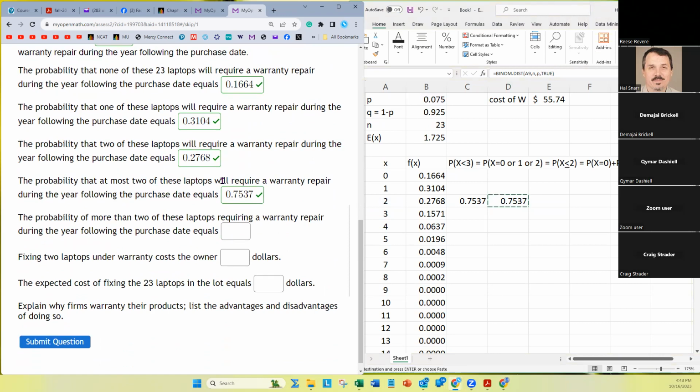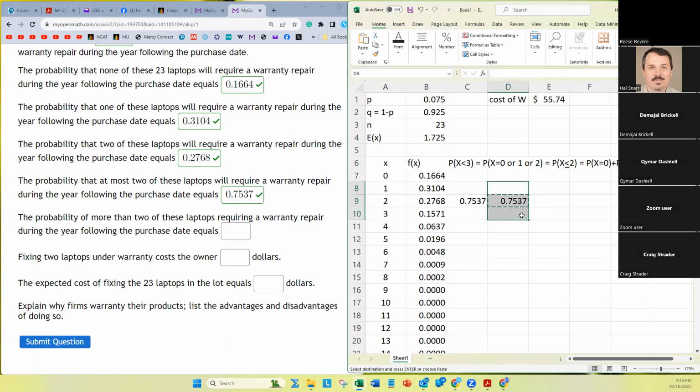All right, the probability of more than 2. What about more than 2? How do we do more than 2? Let's do the probability of x greater than 2, which means x would have to equal 3 or more. So greater than 2, right? What's greater than 2? Is 2 greater than 2? Whoops, this should have been 2 out here. Right. All right, that should have been 2.